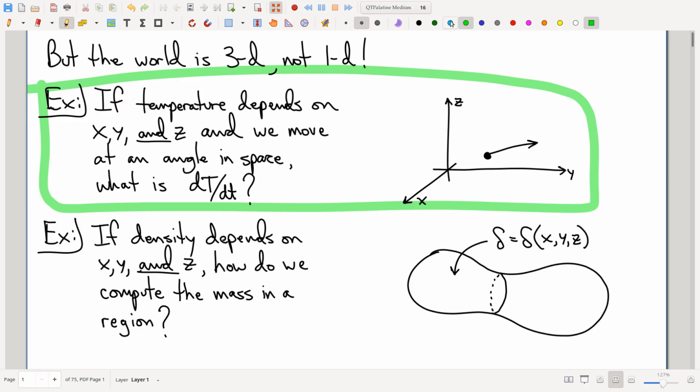If I am currently here and moving with a certain velocity, how fast is temperature changing? You might just think, oh, you want to know rate of change, you take a derivative. Yeah, okay, but derivative with respect to what? Temperature is a function of three different variables. Which variable? Maybe all of them in some sense, but how do we deal with that?